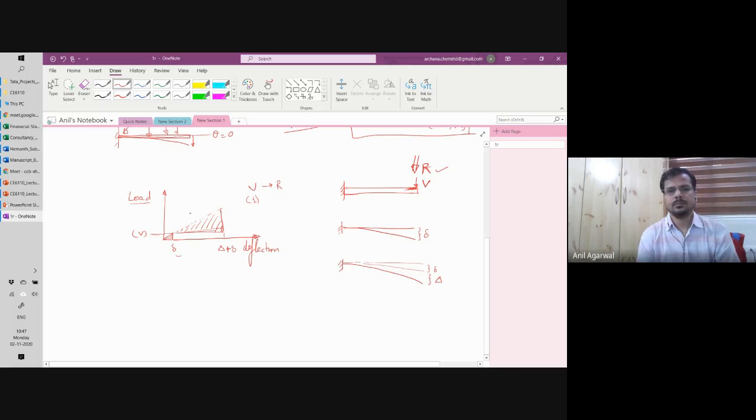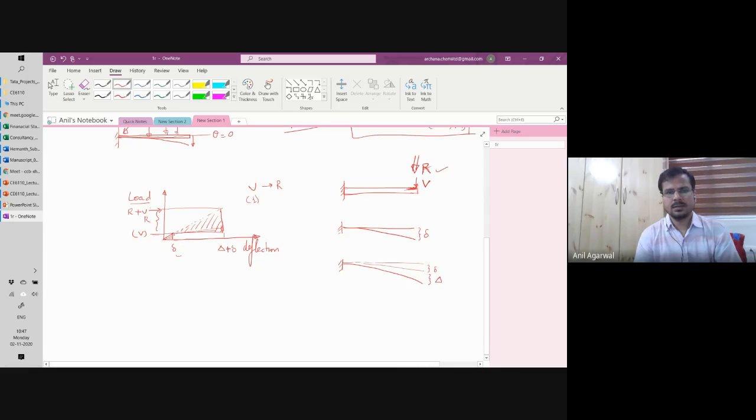Correct? Yes. The load here will be, I mean, this load is R. You got R plus V acting here. Okay. Now, if you look at this thing, what is this component?